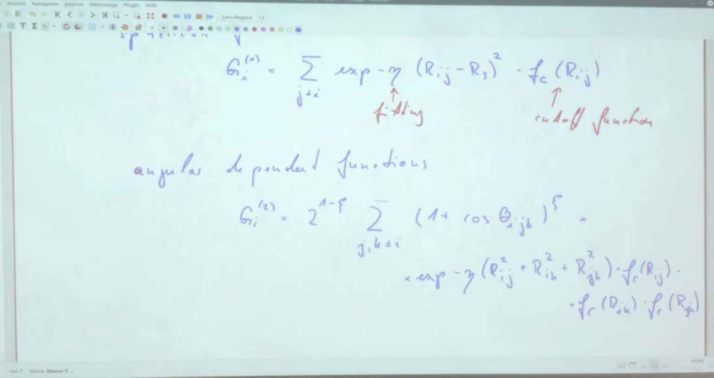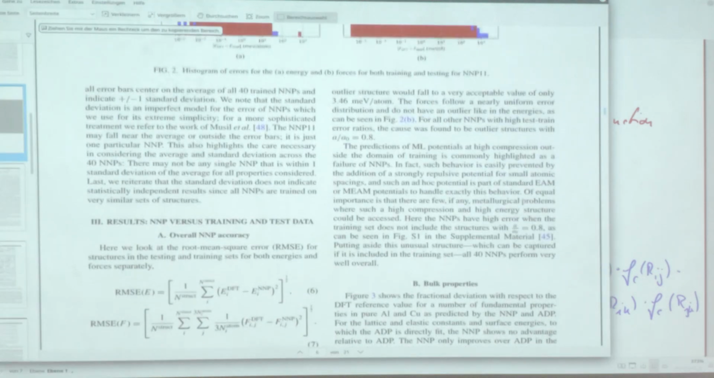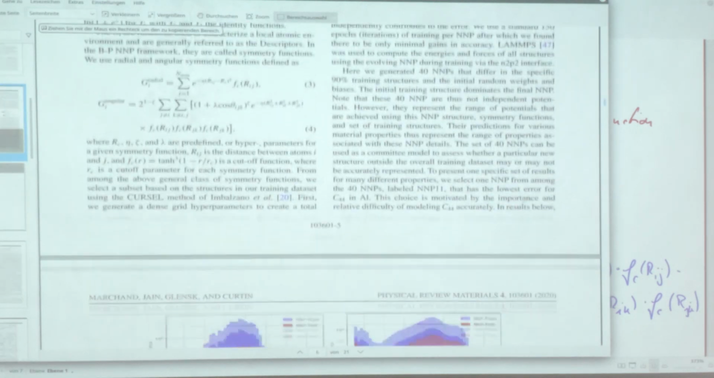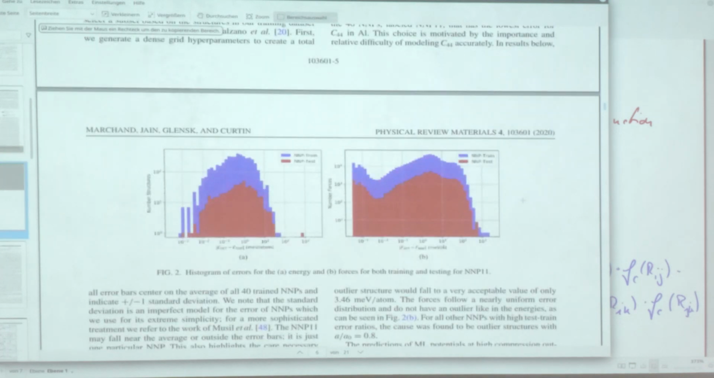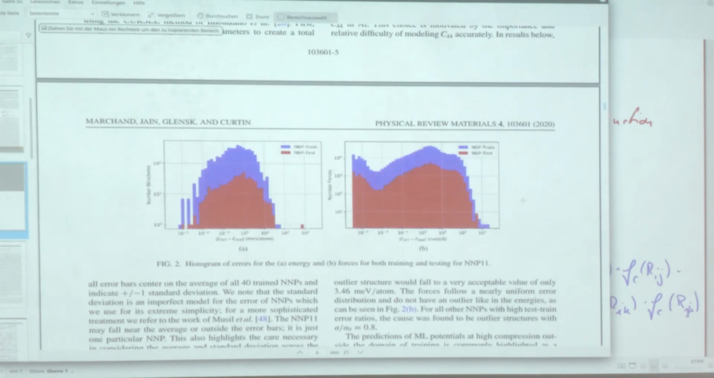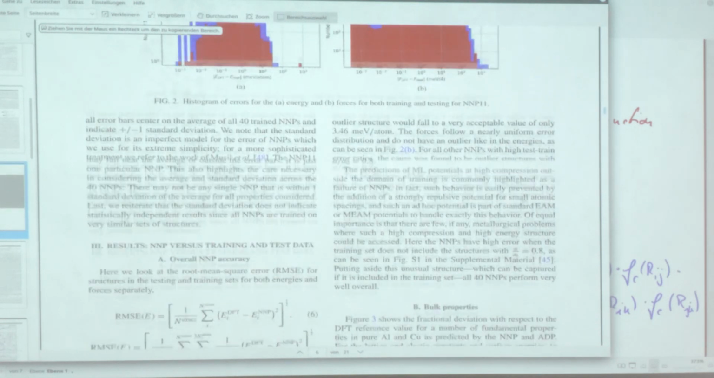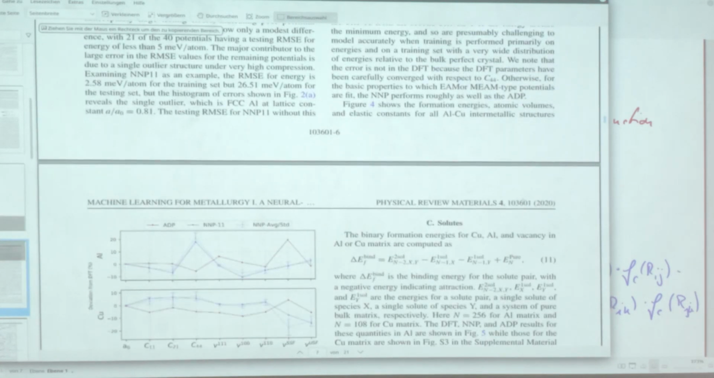And I will only briefly show one paper where they did this for aluminum copper. It's a kind of copyright problem that I did not copy these things into my slides. Here you see these functions. And they did not only do one neural network run, but many, and always got different potentials. The one I will show in application, or I will show 2 of them, NNP 10 and NNP 11.